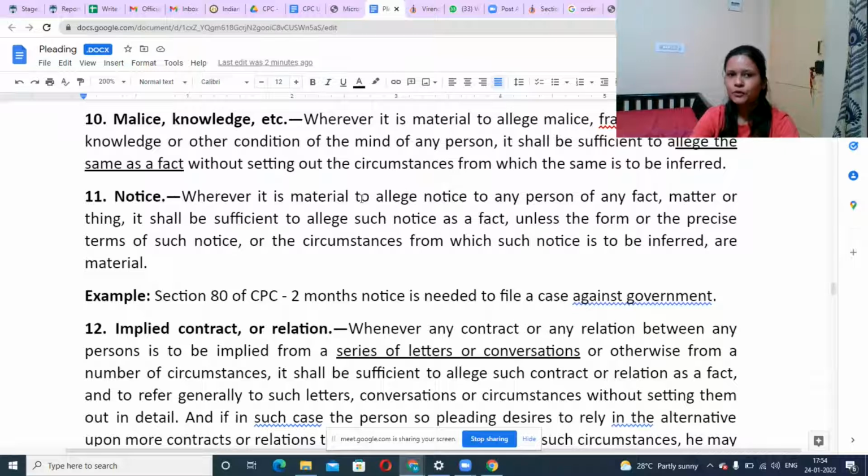So the next one is notice. Wherever it is material to allege notice to any party of any fact, matter, or thing, it shall be sufficient to allege such a notice as a fact, unless the form or the precise terms of such notice, or the circumstances from which such notice is to be inferred, are material. Sometimes it might be necessary that you submit a notice before filing a case. If there is a prescribed form provided and a time limit mentioned, then you need to do it in that particular way only. Like Section 80 of CPC, it talks about sending at least 2 months prior notice to the government if you want to file a case against them. So if there is some kind of provision or procedure mentioned, we need to follow that. We need to provide the required notice before filing the pleading.